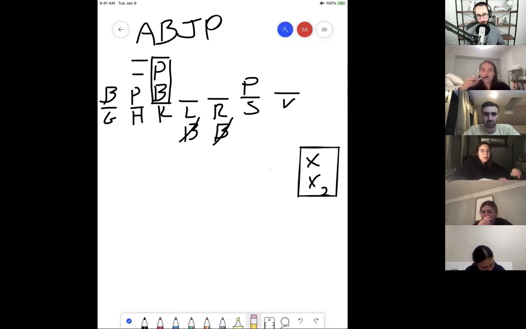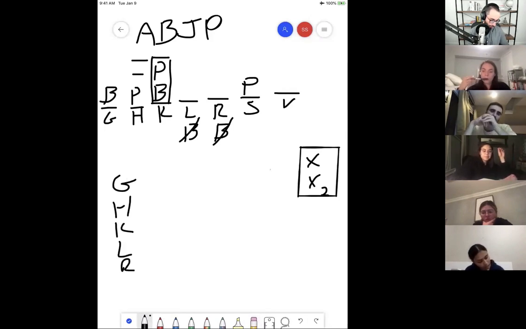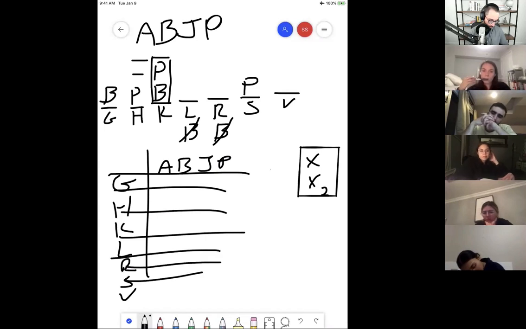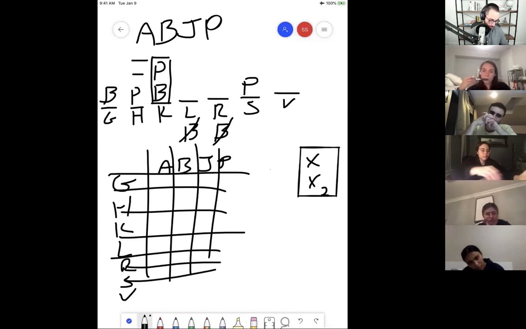Gotcha. Which one did you say was the y-axis? So the y-axis, I probably messed it up, but I used G, H, K, etc. Okay, gotcha. So you're doing something like this. Yes, exactly. And then, for example, for A, if G has A, then it's going to be a check there. If you know that H does not have A, it's going to be an X.